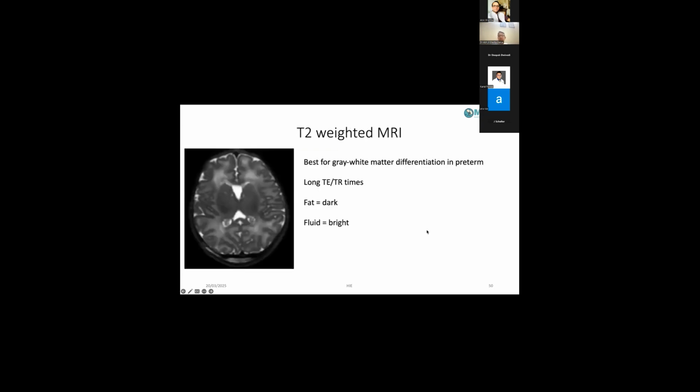Okay, how do the T2 images look? T2s are best for gray-white matter differentiation in preterm babies. Forget about the TE and TR times, it is out of the scope of this discussion. But when they employ longer TE and TR times, the fat looks darker and the fluid looks brighter. This is all to do with how they are interpreting the resonance image received by the receiver. So the fat is dark and the fluid is bright. Inside the ventricles, you can see the white CSF.